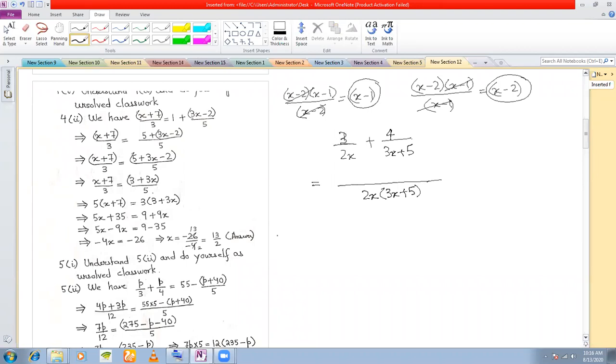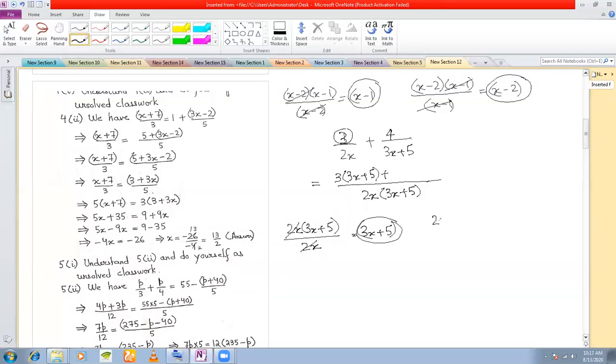Again, in the numerator, what will come? You take the LCM, you divide it by the denominator of the first fraction. So 2x and 2x will cancel. You'll simply get 3x plus 5. This 3x plus 5 you multiply with this 3. So 3 into 3x plus 5, plus.